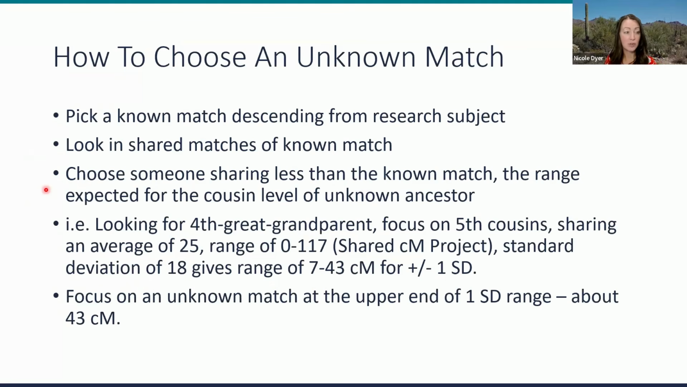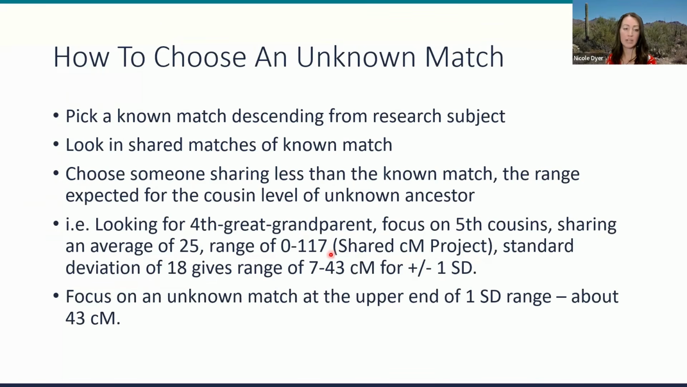So for example, if you're looking for a fourth great grandparent who's unknown, so you know your third great grandparent, but you need to find their parents, you're going to be looking for about fifth cousins. Some will be fourth cousins once removed, some will be fifth cousins, some will be half fifth cousins, about that range. If we focus on fifth cousins, they share on average about 25 centimorgans, but they could share a range of 0 to 117 centimorgans based on the Shared cM Project. But that's such a big range. We want to use a more common range.